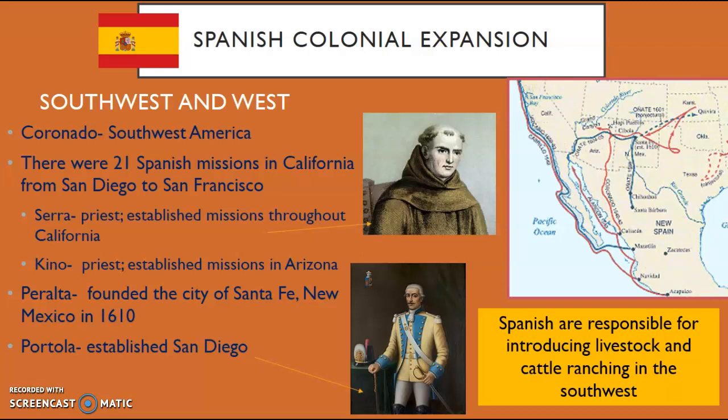And in this case, it's mostly livestock and cattle ranching, which became, of course, a major business and continues to be a business in the southwestern part, like Texas, New Mexico, and Arizona in the United States today. And it was the Spanish explorers and settlers who brought those ideas.